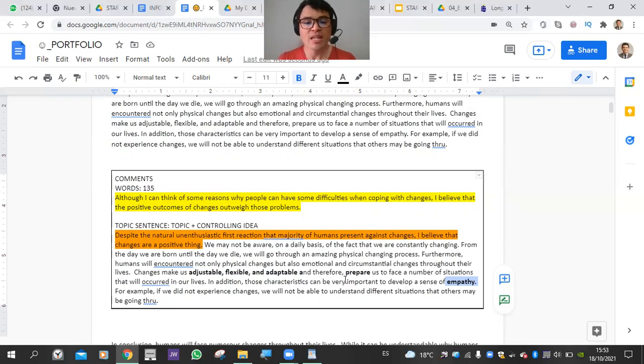Orange only says that the changes are positive. But she has already said that in the introduction, so she needs to be more specific in orange. For example, if we did not experience changes, we will not be able to understand different situations that others may be going through. Okay, so here, Paquita is giving an example at the end, but as you can tell, there's little that is being said about those positive outcomes. Yes, and that is something that we don't want to do, right?